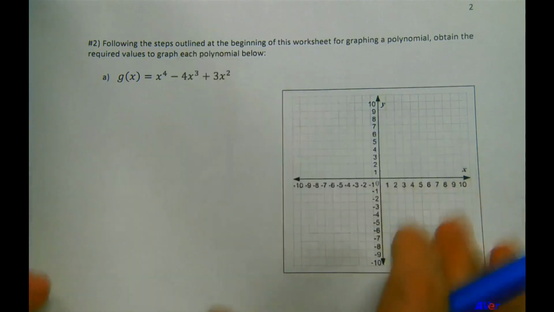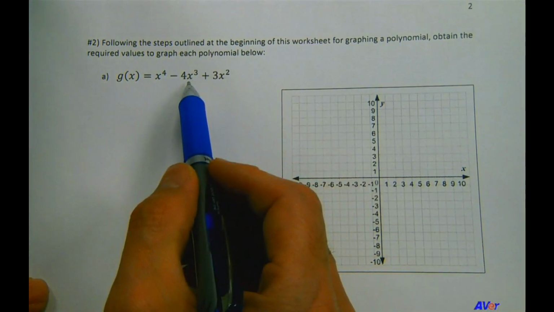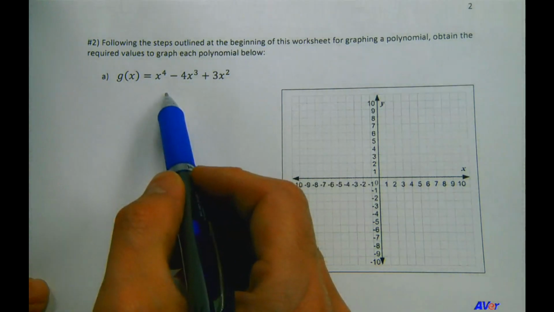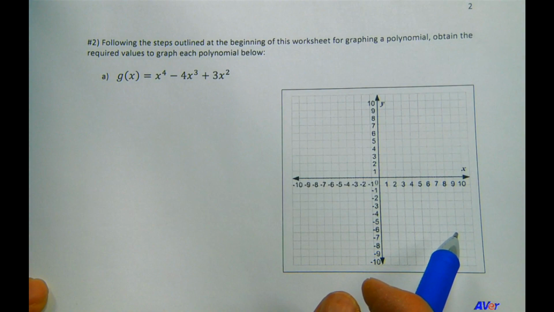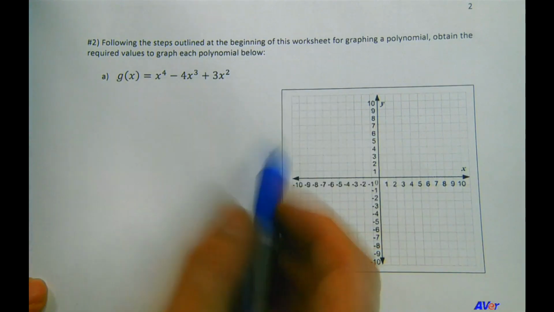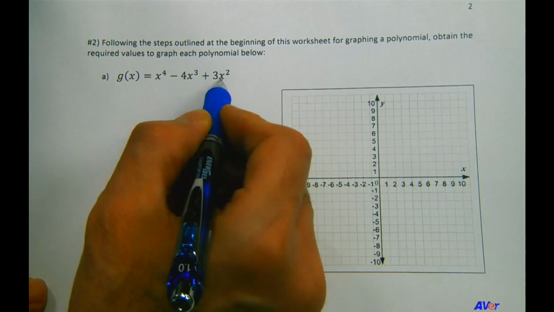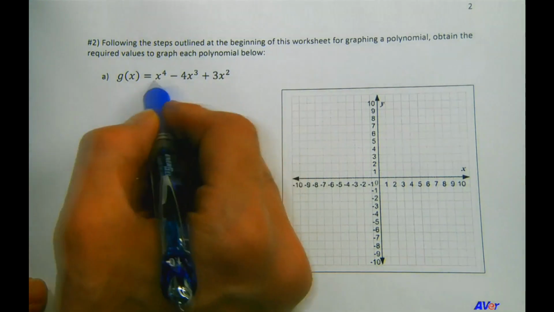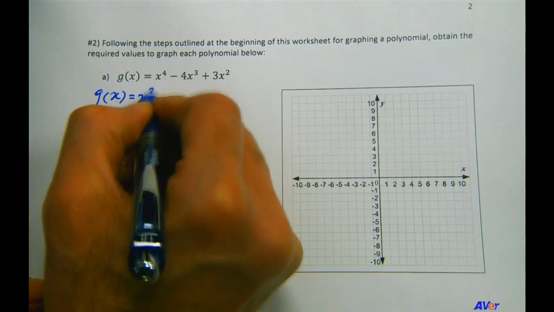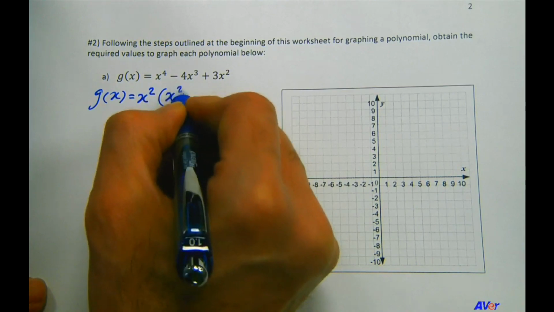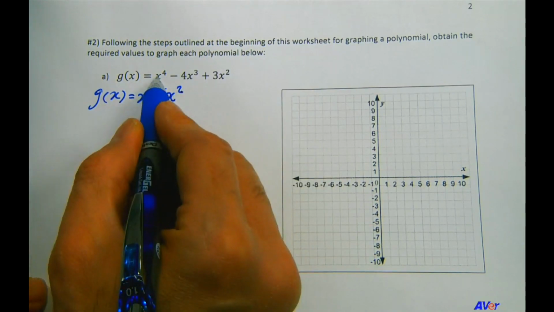Okay, to factor this, which one of the factoring methods could you use here? We discussed some of the factoring methods earlier, right? So mixed factoring should be applied here. Mixed factoring meaning just take out any common factors. So x squared would be a common factor among all three terms. So g of x would be equal to x squared times x squared, right? X squared times x squared gives us x to the fourth.